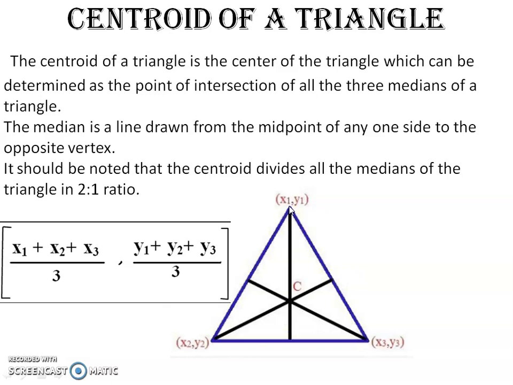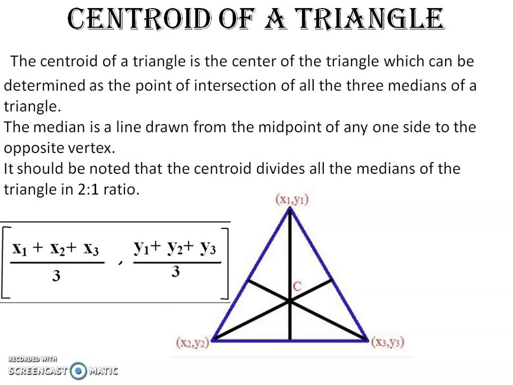What is a median? The median is a line segment which joins a vertex to the midpoint of the opposite side. And what is the thing you have to learn? Here, the centroid of a triangle divides all the medians in the ratio 2:1. So tell me, how many vertices does a triangle have? You know, the triangle has 3 vertices.